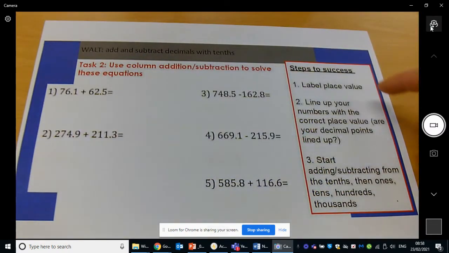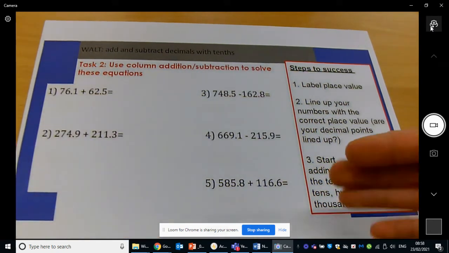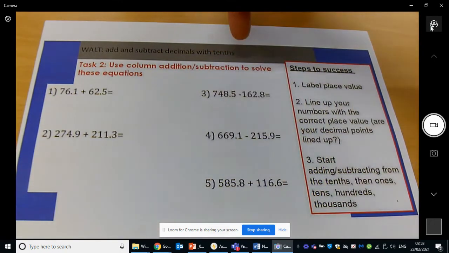So for your second task, please, you've got all the steps to success here. You have 5 questions which use either column addition or column subtraction. Can you please line them up beautifully? When I look on Seesaw, I want to see them lined up incredibly beautifully. Your decimal point, all the way from when you're labeling your place value, all the way down to your answer in a beautiful, neat line. That's your aim. So pause the video now, guys. Off you go.